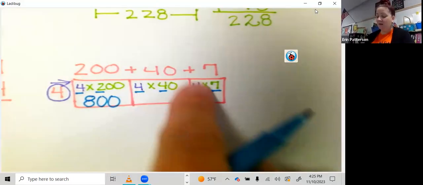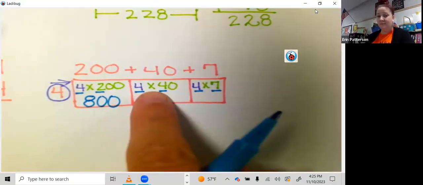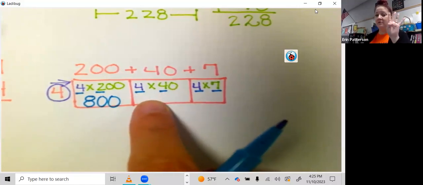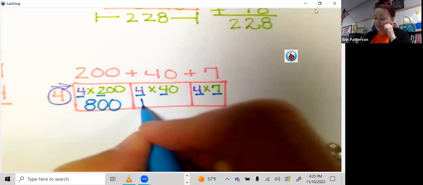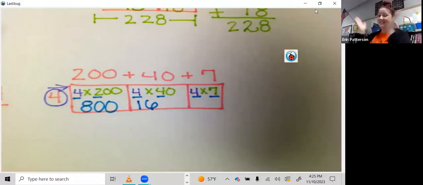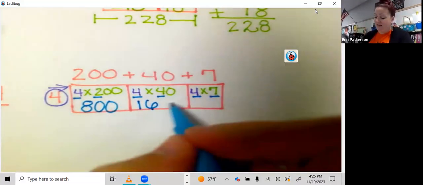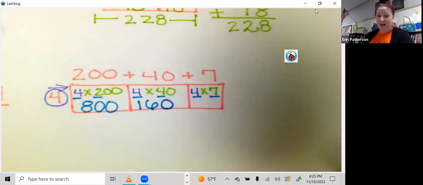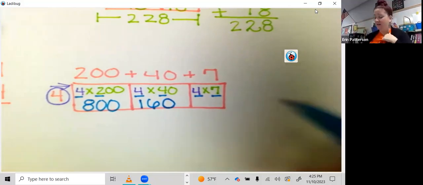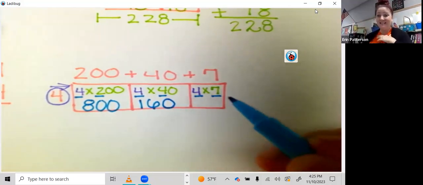Now I'm going to come to this box. In this box, it's 4 times 40. I'm going to hold up 4 fingers and sing my 4th song. 4, 8, 12, 16. Fingers are down. 4 times 4 is 16, but it wasn't 4 times just 4. It's 4 times 4 tens. So slap that 0 back on the end. 16 tens.